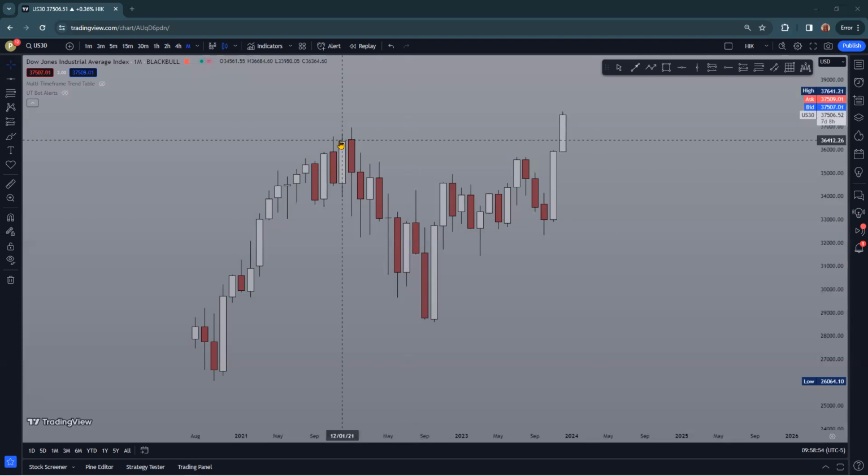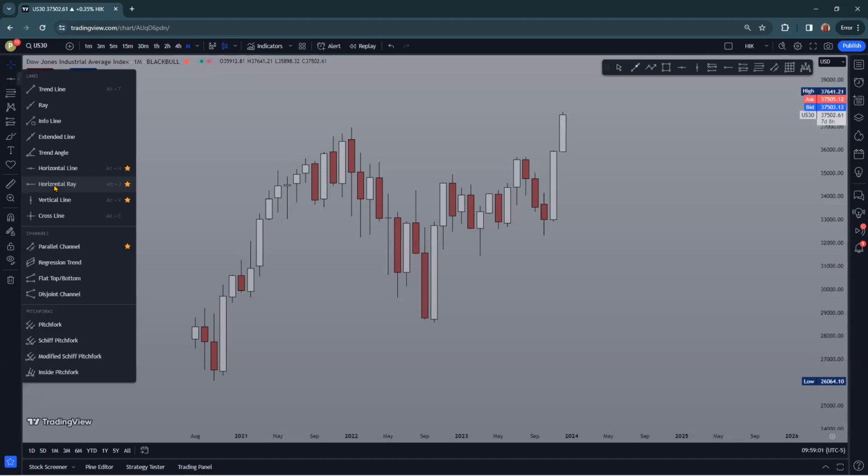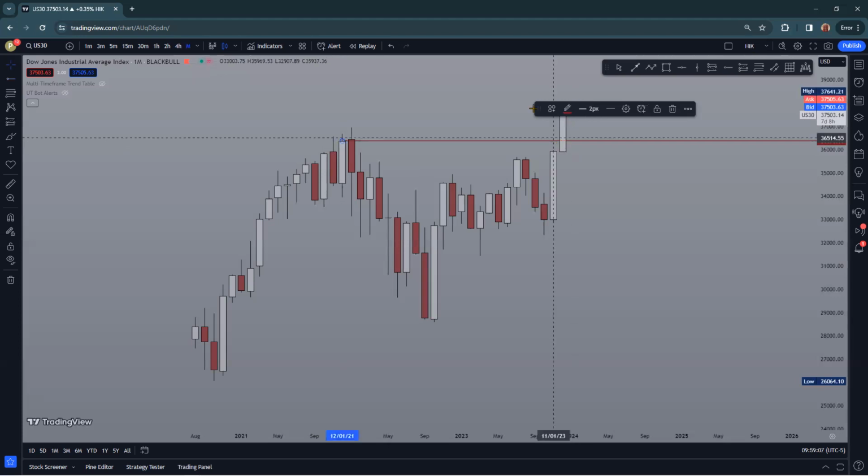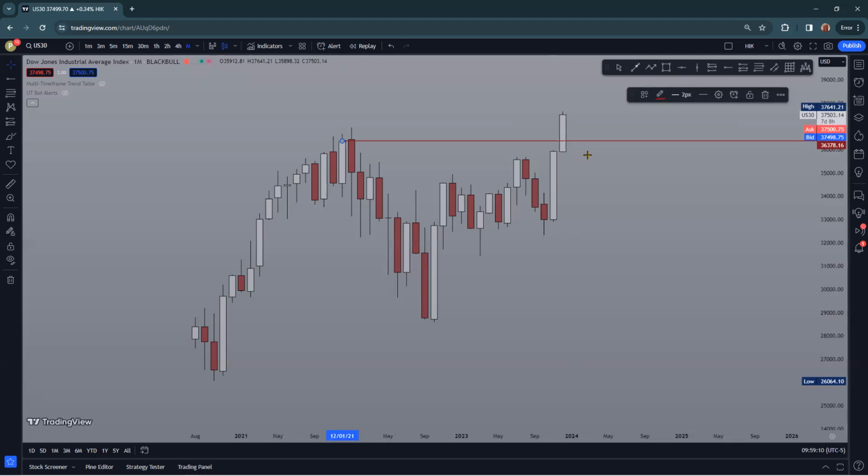Because you see right here, if I put a horizontal line, you'll notice that this candle right here was broken by this candle. So when this happens, you have a break of structure. This candle is higher than this candle, so you have a break of structure. So we'll make that line black right there.